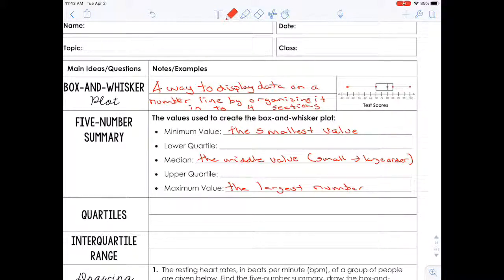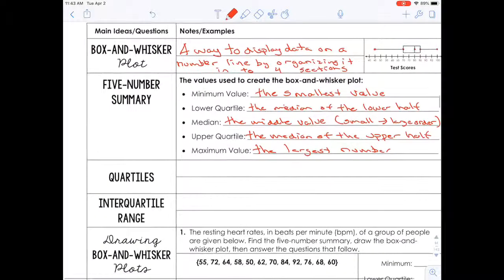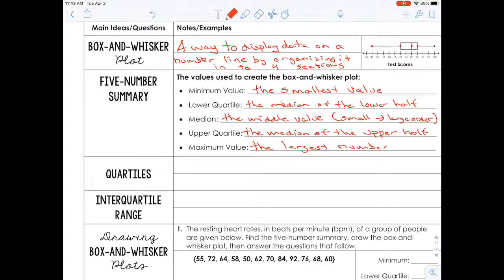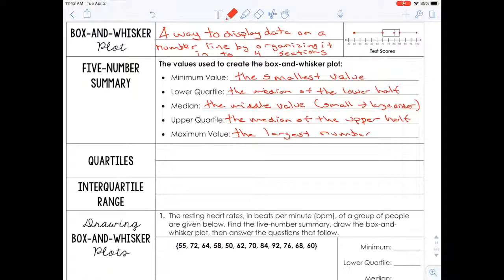And then maybe the other two might be a little bit new if you don't remember from before break. But the lower quartile is the median of the lower half, and the upper quartile is the median of the upper half. And once you have those 5 numbers, you just have to put them in place on the box and whisker plot. So quartiles are the 4 sections.